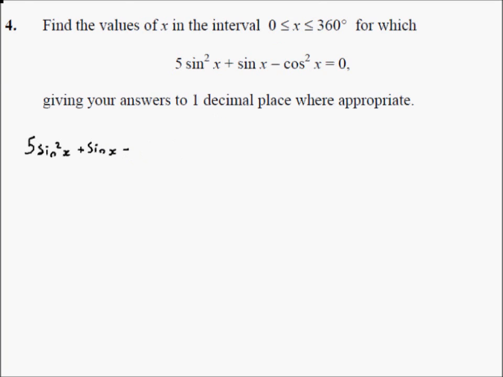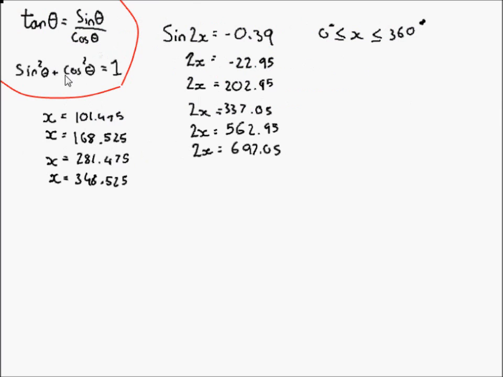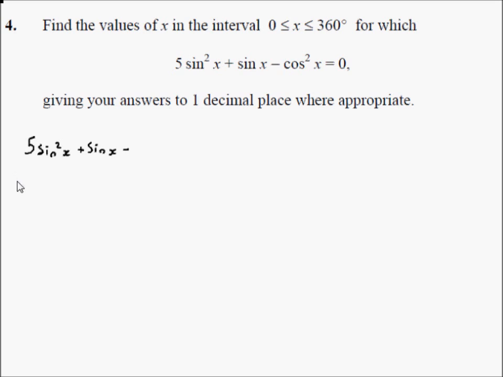Now obviously, going back, sine squared X plus cos squared X equals 1. So cos squared X is equal to 1 minus sine squared X. Set that equal to 0. Now, get rid of the bracket, you'll get minus sine squared X is equal to plus sine squared X.